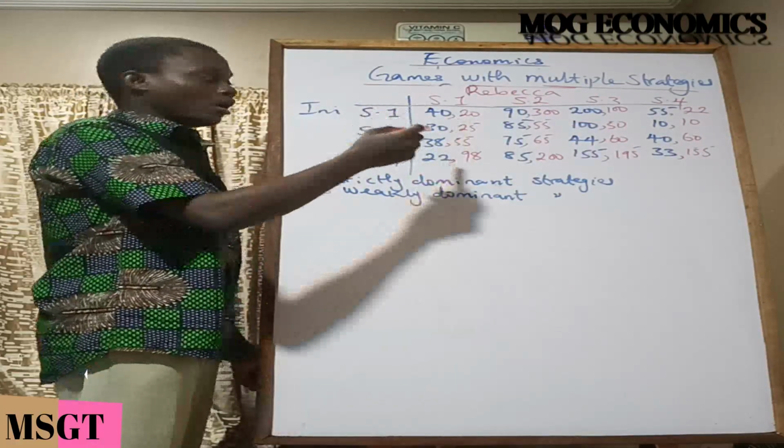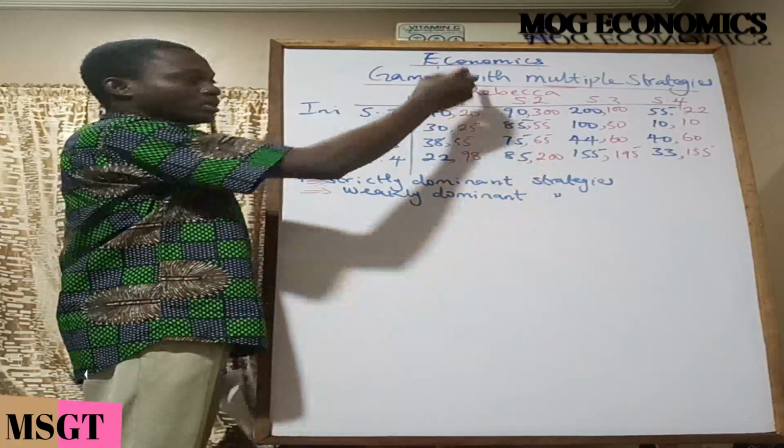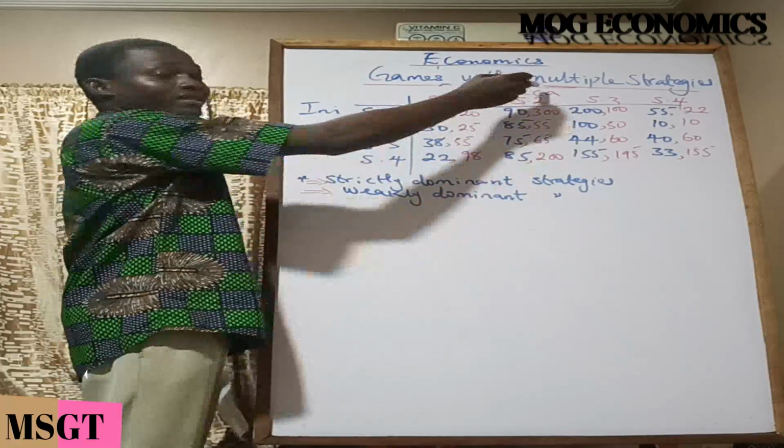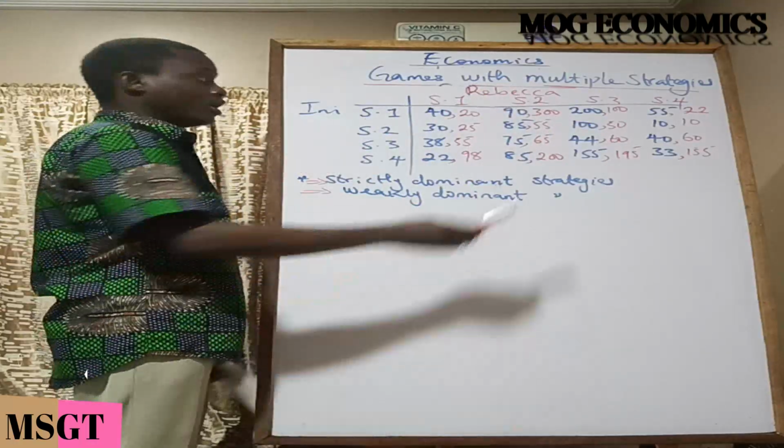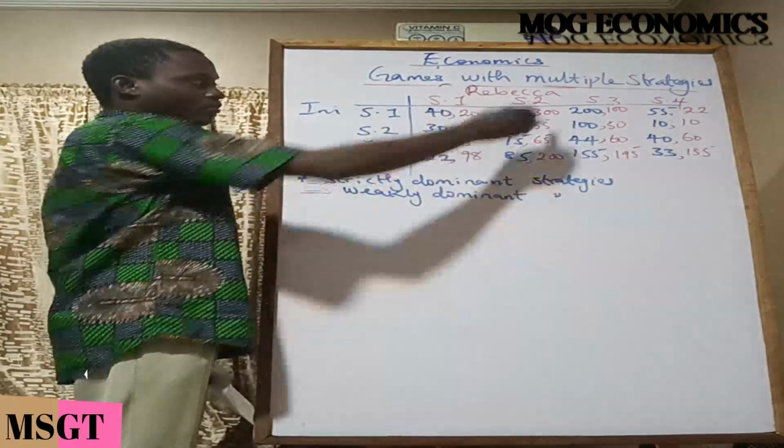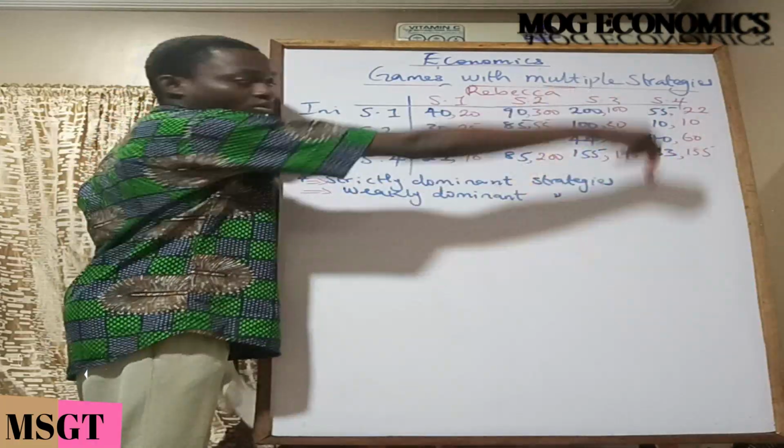And then for Rebecca, her payoffs are the ones in red. So anybody that is here, the second payoff belongs to the person. Every time, okay. So Rebecca is the owner of all of these payoffs, all the ones in red.